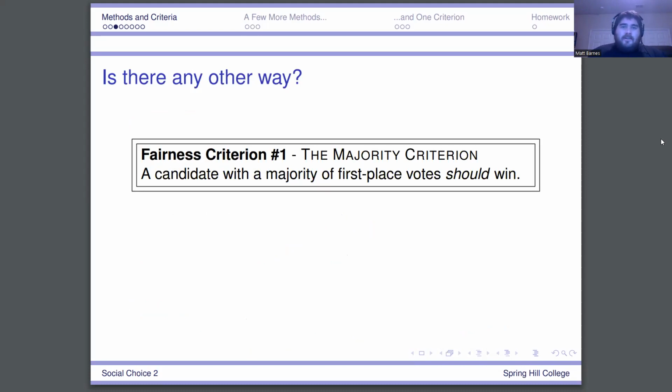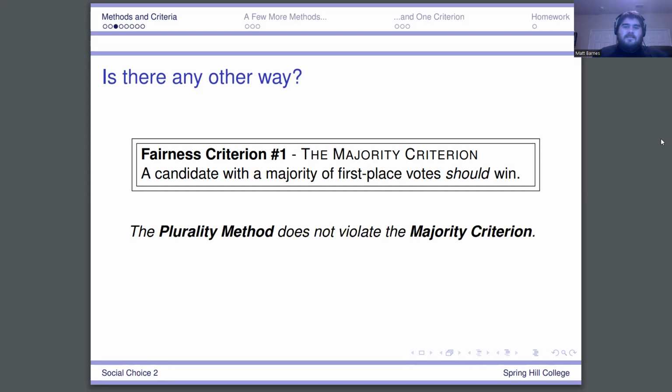So a good fairness criterion here might be: if a candidate has a majority of first place votes, they should win. Now, we're not talking plurality here. Remember, the plurality method talks about plurality, so this is a little different. It's a little stronger, where we say if a candidate gets a majority of the first place votes, they should win. That's going to be our first fairness criterion. And the plurality method actually jives really well with it. It does not violate the majority criterion, meaning if you use the plurality method, it will obey this fairness criterion. If somebody gets a majority of the votes, then they will definitely win in the plurality method.